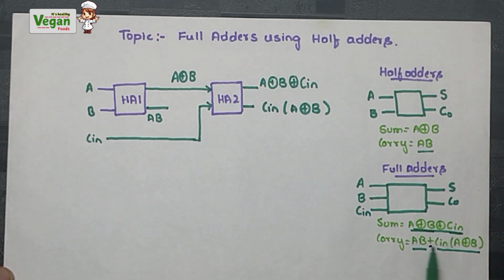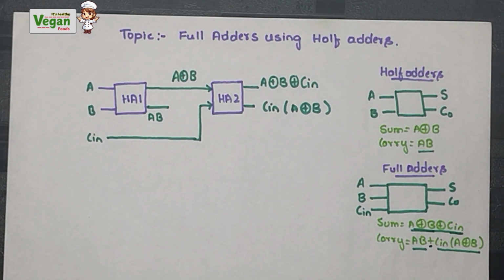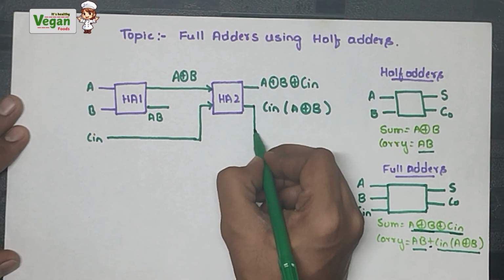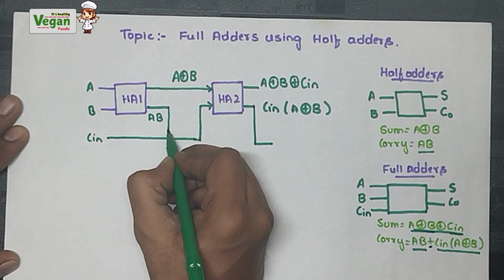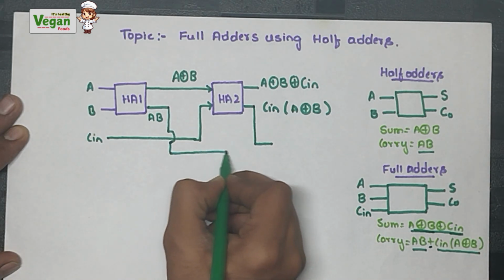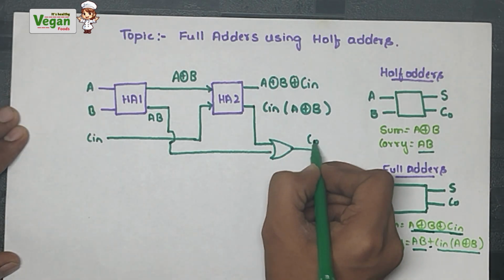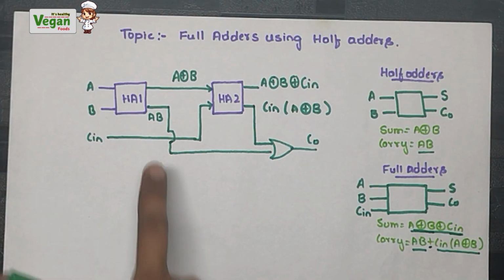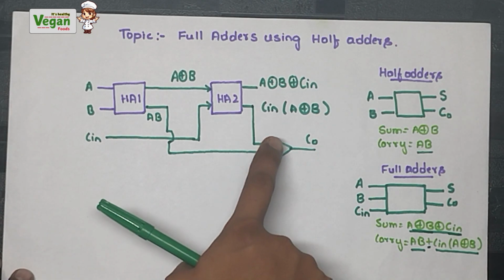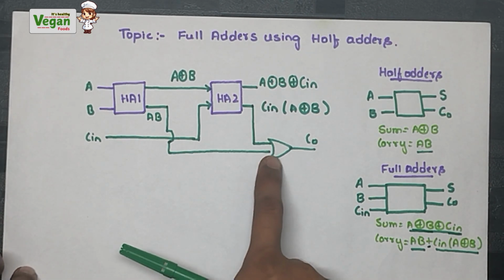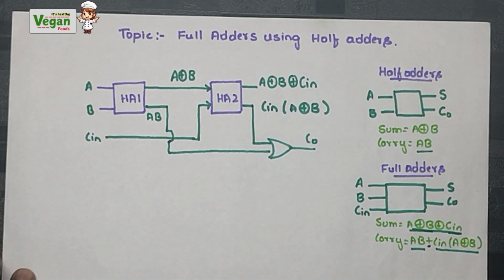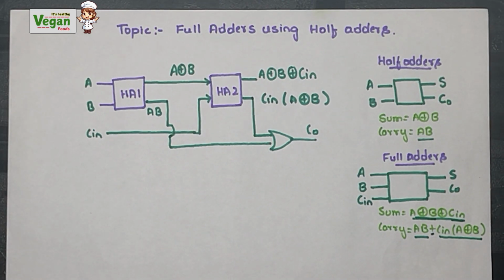But we need to add them, and add means we need to use the OR gate. So we will use the OR gate. This will be the carry output of the full adder. What it became is A into B plus, OR gate means plus, C in into A XOR B. So this is the construction of full adders using half adders.